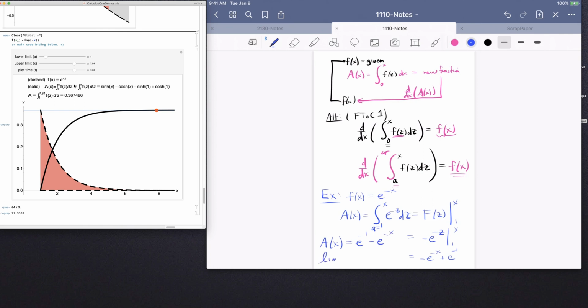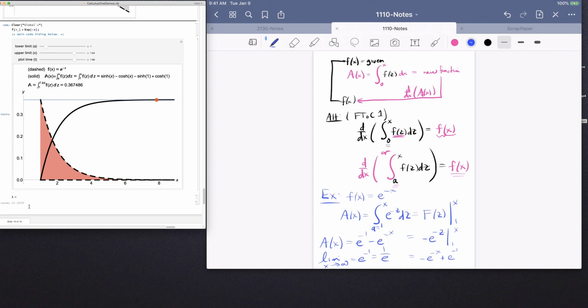And therefore, when you take the limit as x goes to infinity of this accumulation function, you get e to the negative 1, which is 1 over e. And 1 over e, let's convert that to a decimal, 0.3678. So that's where that blue line is leveling out at 1 over e.